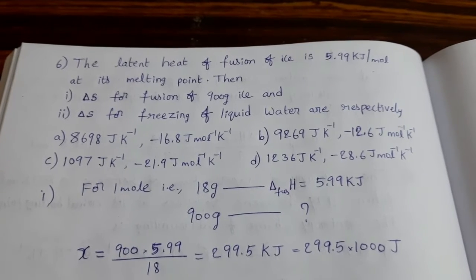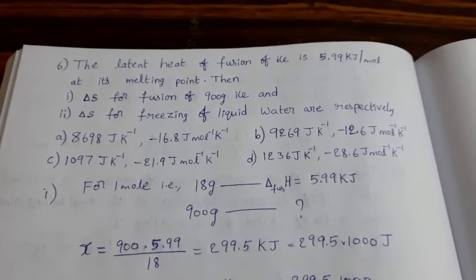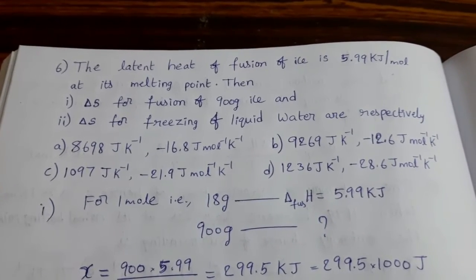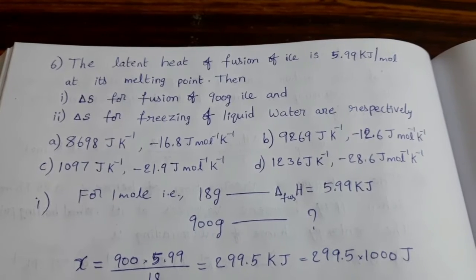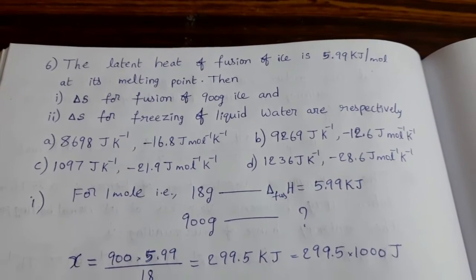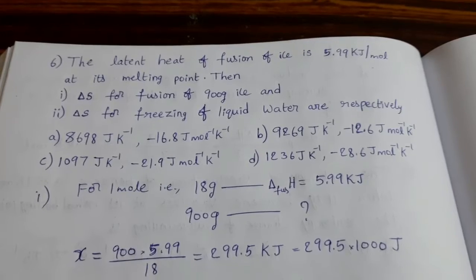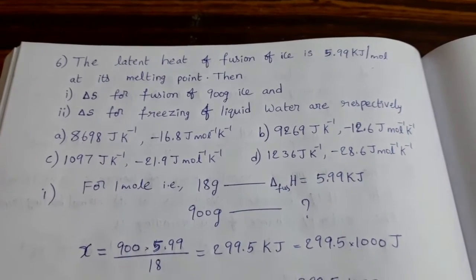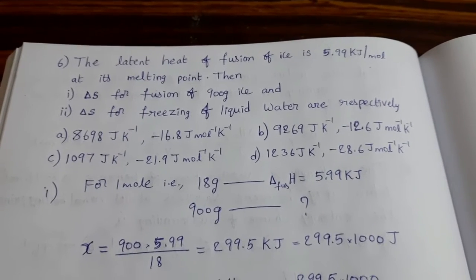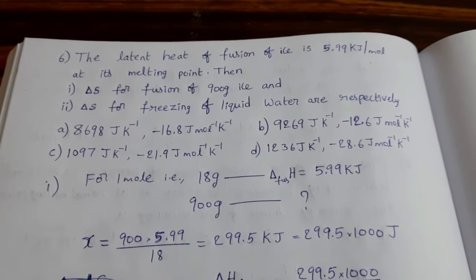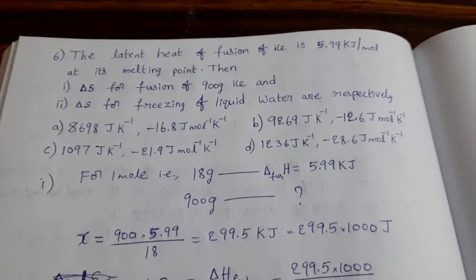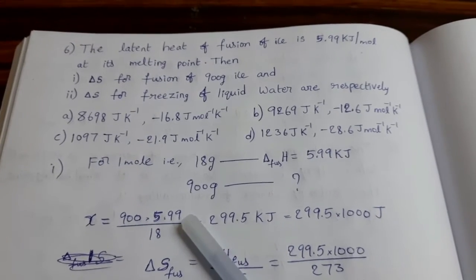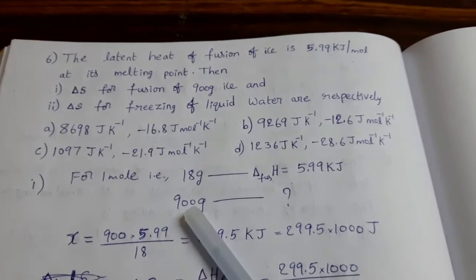In last class, we completed some of the numericals for entropy change. Now see the next one. The latent heat of fusion of ice is 5.99 kilojoule per mole at its melting point. Then find delta S for fusion of 900 grams of ice and the change in entropy for freezing of liquid water, respectively. Say this for 1 mole of water, and enthalpy change is given.